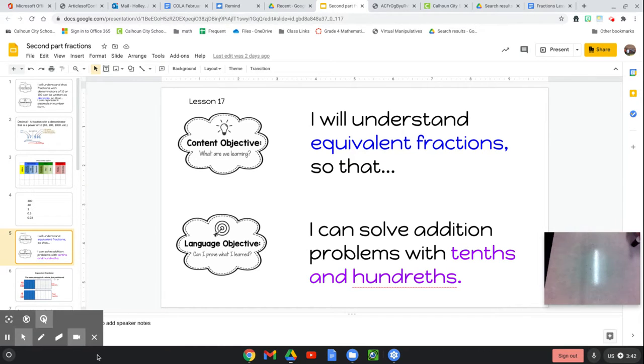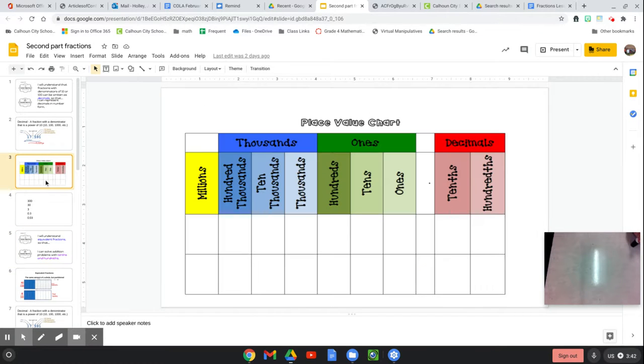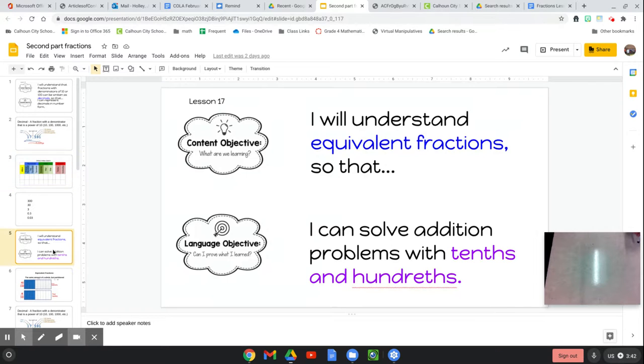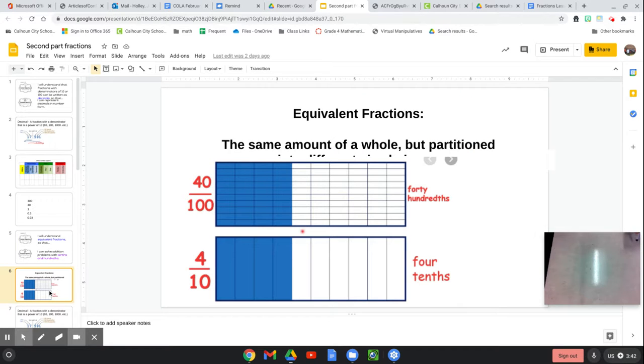So our last mini lesson that we talked about was up here. And we used this place value chart, and we talked about how now the place value chart doesn't stop just at ones. There's also fractional pieces or decimals. So now we're going to use what we know about equivalent fractions, what we've done through this whole unit. We're going to add fractions.